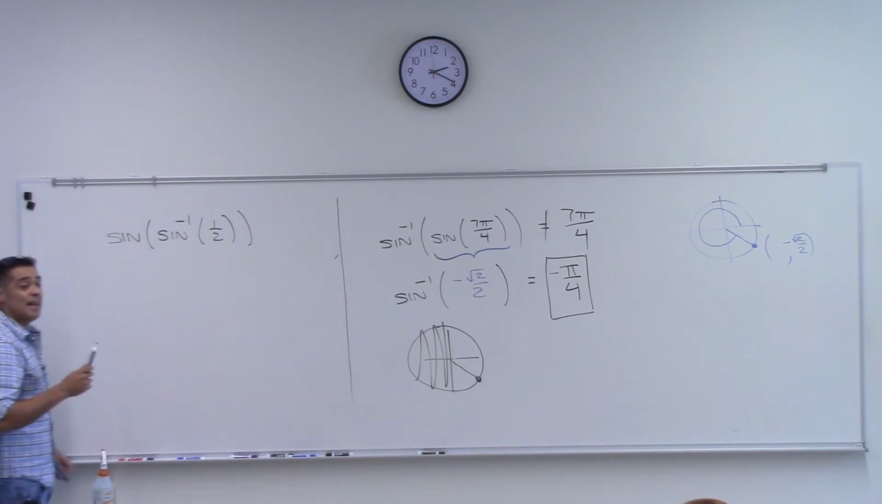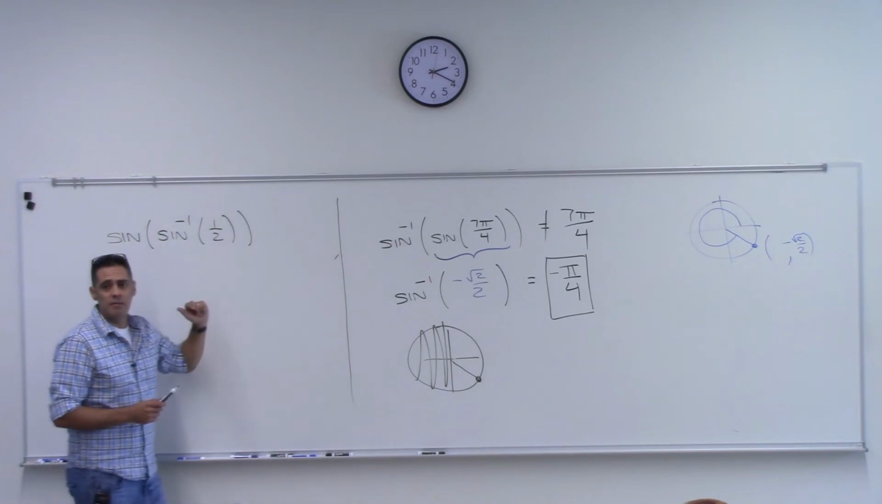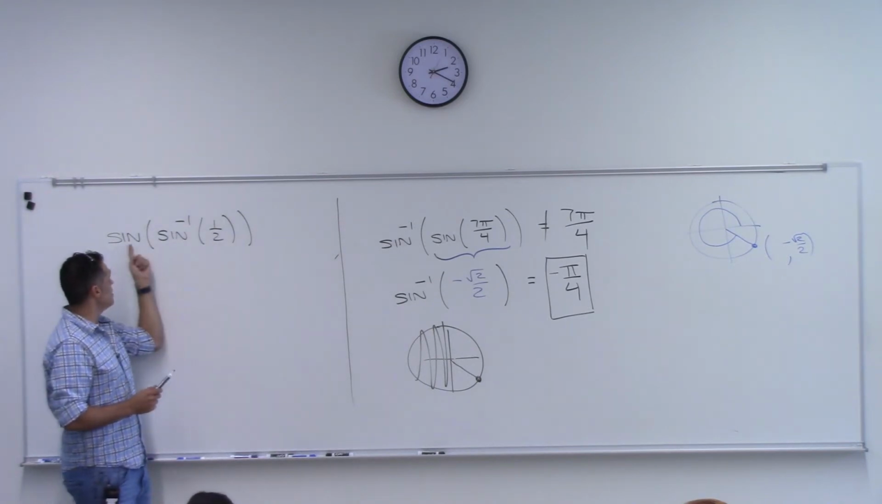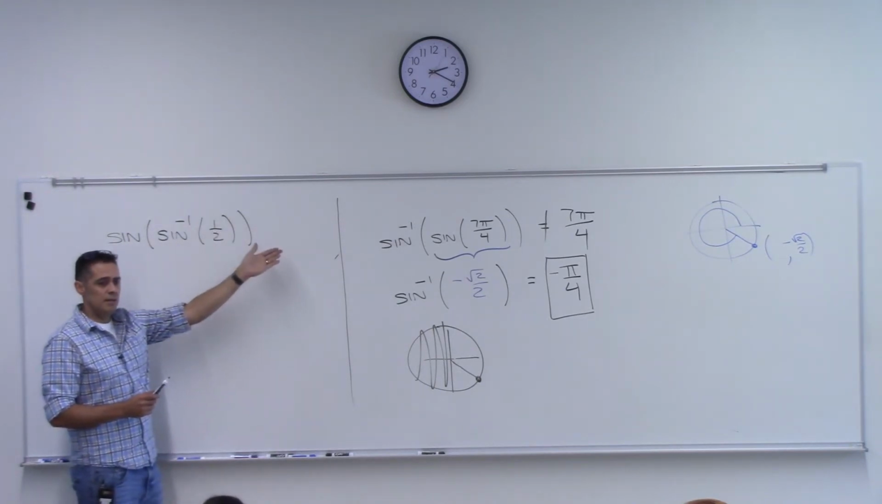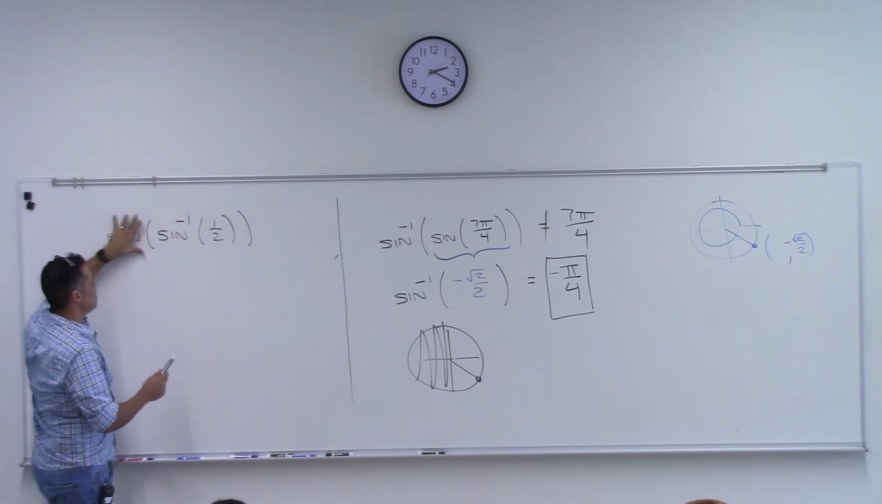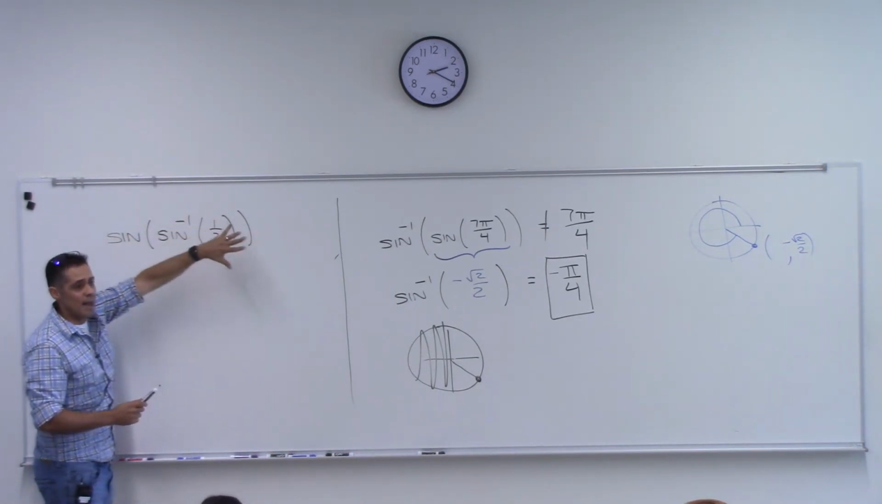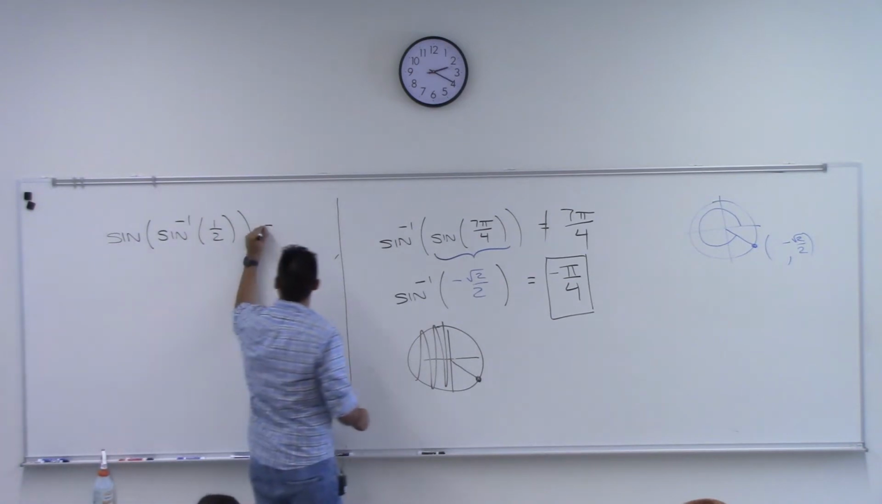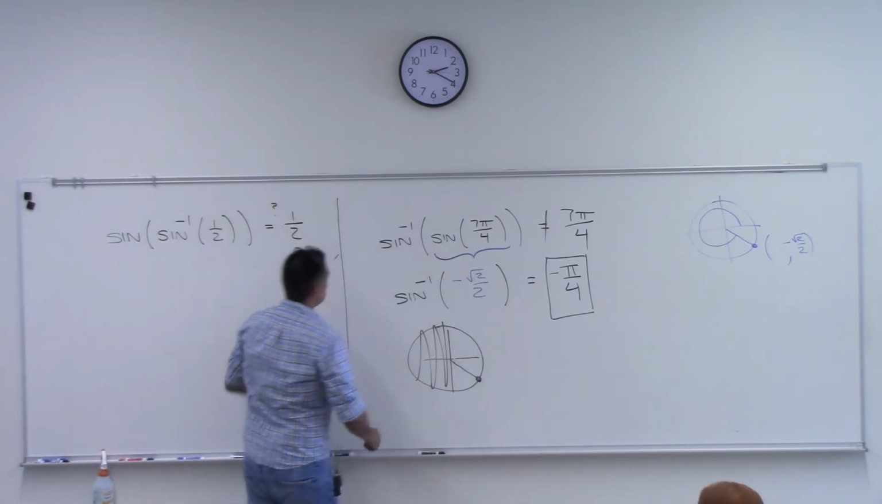If you believe in the cancellation property, what should the answer be here? If you believe in the cancellation property, this kills this, our answer should just be 1/2, right? I wonder if it is. Let's see, let's go slower.